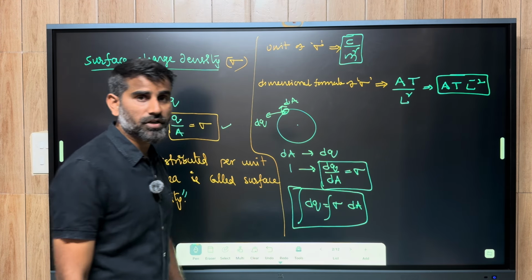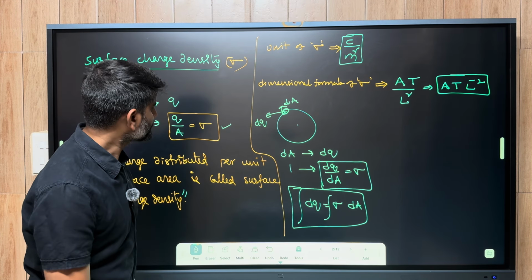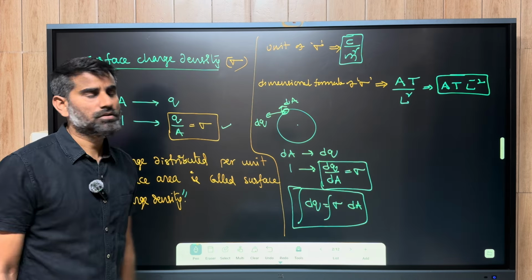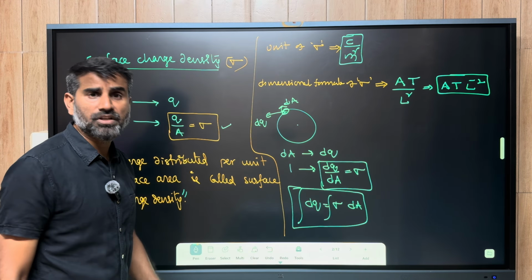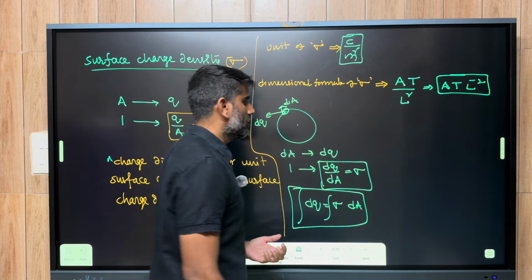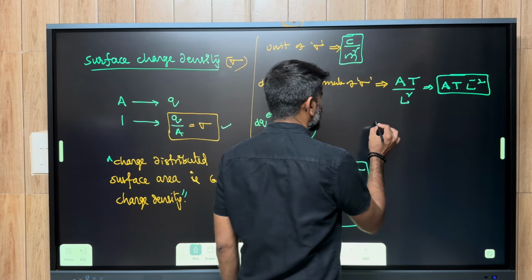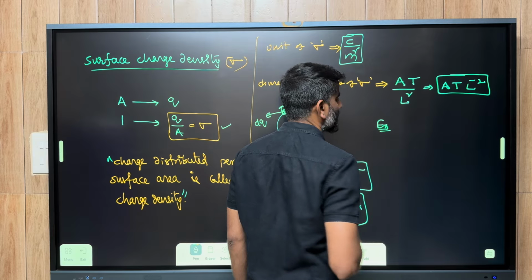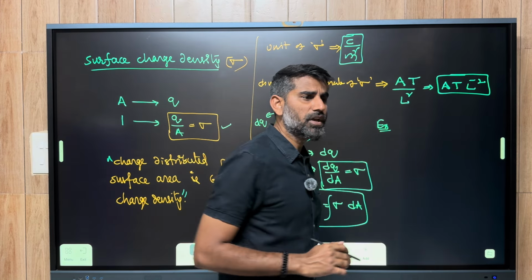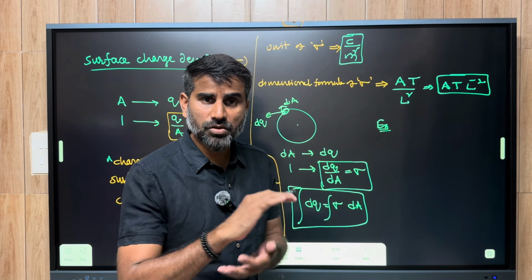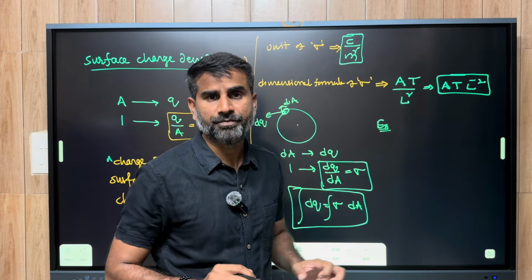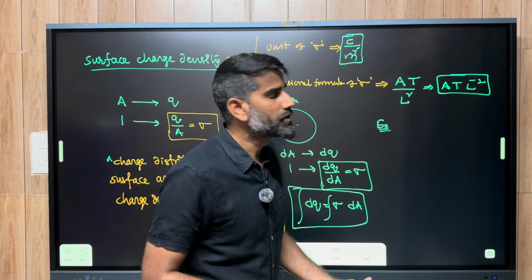I hope the steps followed are clear. So this is all about surface charge density. If you want to ask where we use this surface charge density, we use it when we have bodies with charge distribution over the surfaces, not the entire body.